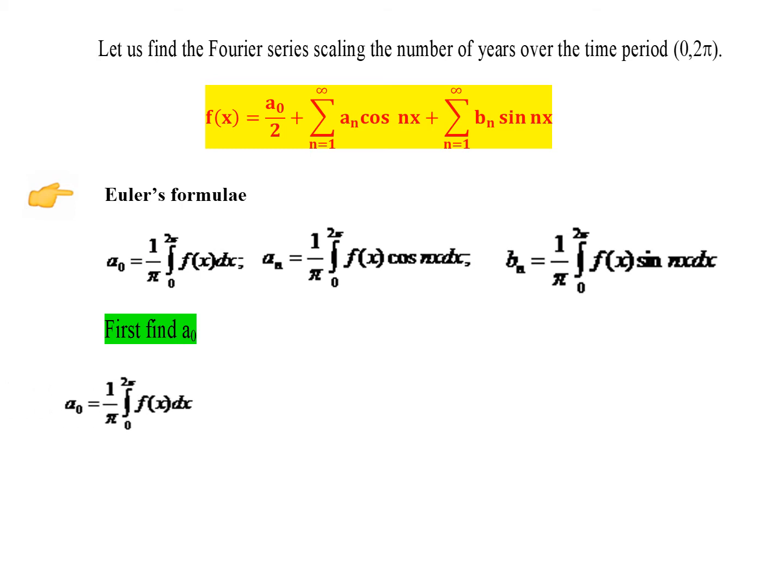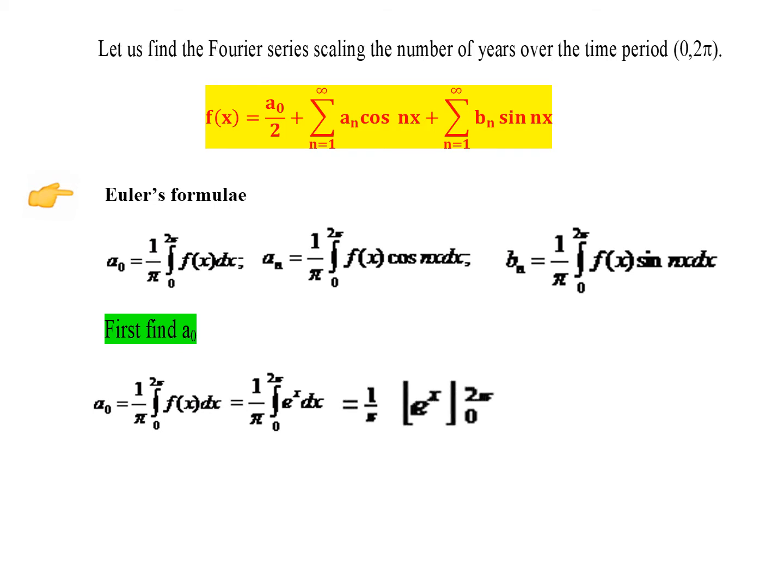First let us find the value of a naught. What is the formula for a naught? 1 by pi, 0 to 2 pi, f of x dx. And our function f of x is e power x. And we remember the integration of e power x. When we integrate e power x, we get e power x itself, because we had already seen e power ax when we integrate, e power ax by a. And now apply the limit. In the place of x, we have to substitute 2 pi, that is the upper limit, e power 2 pi, minus in the place of x, we have to substitute 0. So this is the answer for a naught.